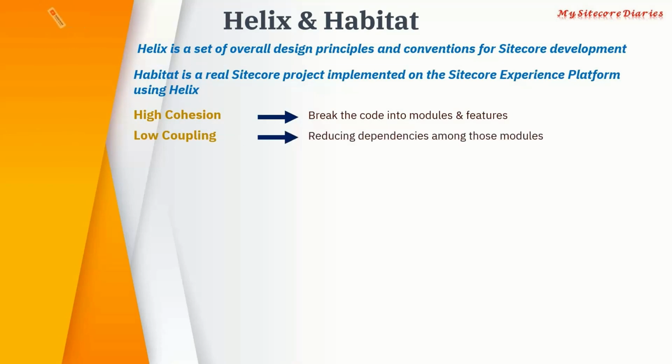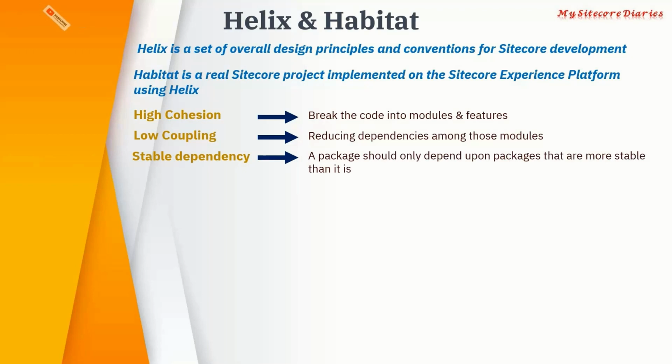So you have broken down your code into the models and features. In low coupling, you try to reduce the dependencies among those. Then you have the stable dependency principle. What does it say? A package should only depend upon packages that are more stable than it is. So if you have a project A and a project B, and you are referring project A to project B, then B should be more stable than A. That is called the stable dependency principle.